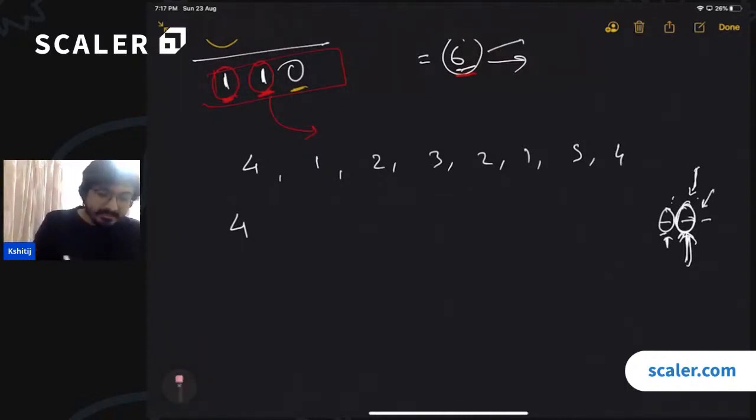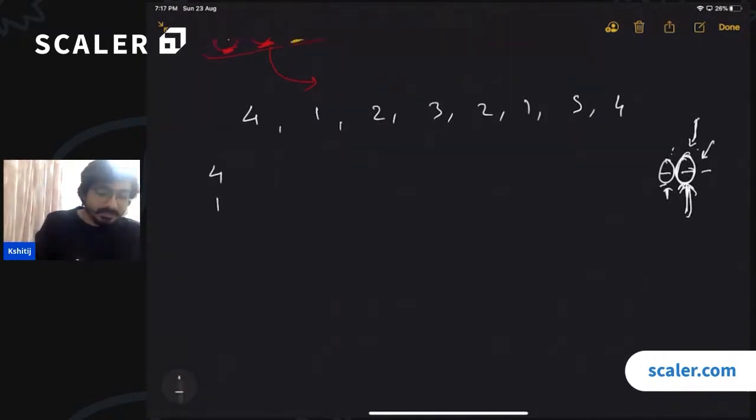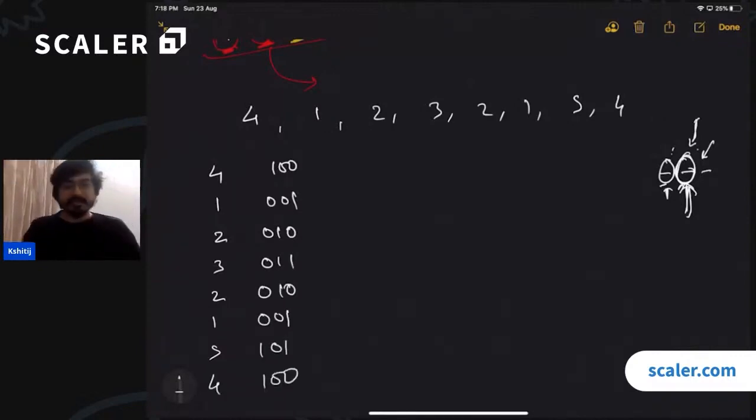Let us actually convert all the numbers into their binary forms, and let us try to perform the separation. So 4 is 1 0 0, then we have 0 0 1, 0 1 0, 0 1 1, then 0 1 0. So these are all the numbers.